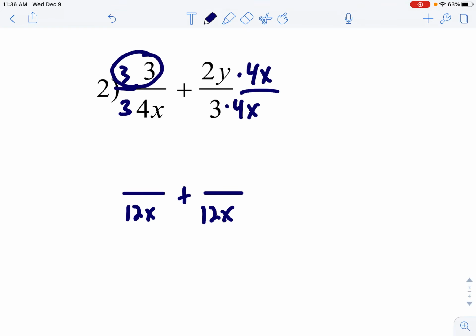So 3 times 3 is 9. Of course, 3 times 4x is 12x. I already have that written there. 2y times 4x is going to be what? 2 times 4 is 8xy.